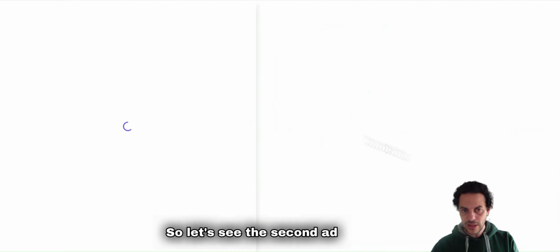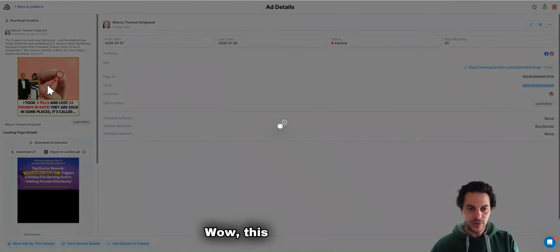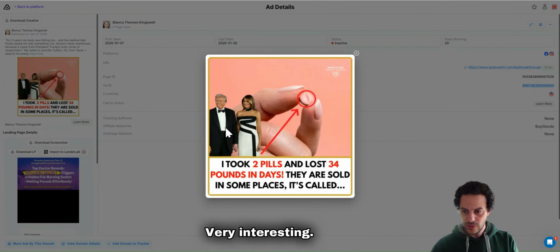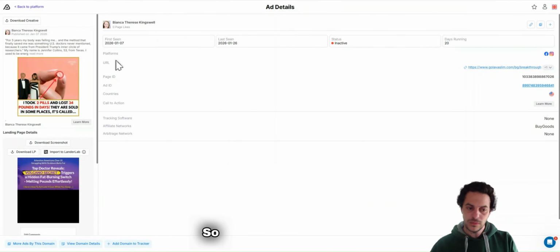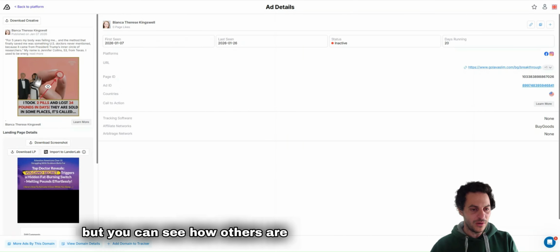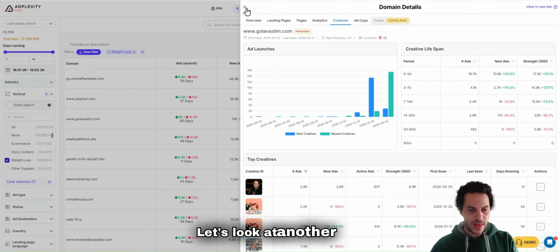So let's see the second ad they do. They're using Trump and Melania. Wow, this is very edgy. Very interesting. Yeah, this looks very aggressive to me. So I cannot recommend following this, but you can see how others are pushing this type of offer. Again, this is BuyGoods. Let's look at another one.